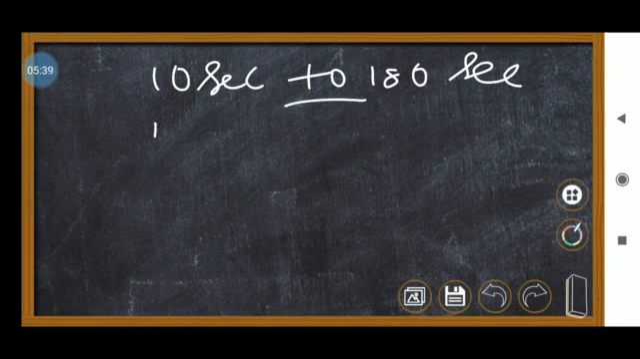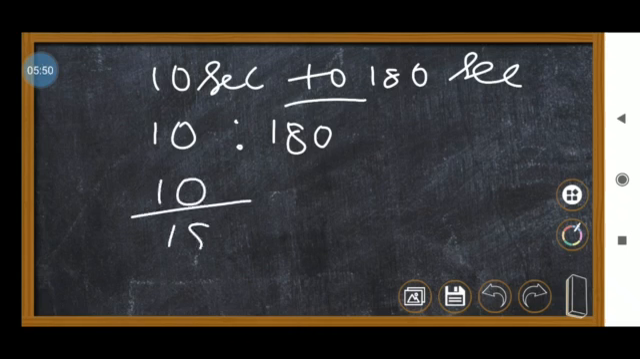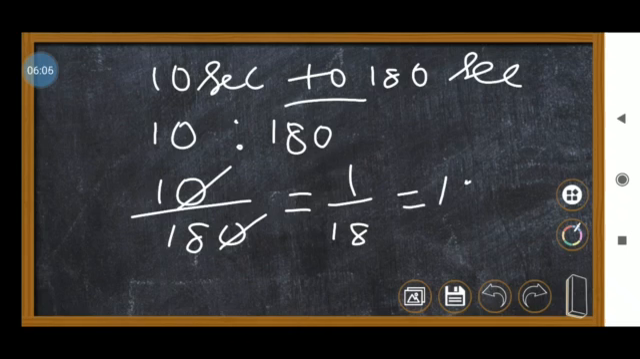So "to" means it is a ratio, no? So that means 10 is to 180. Now 10 is to 180 means 10 divided by 180 we can write. So this 0 will cancel. So see here, 1 divided by 18 will come. So 1 divided by 18 means 1 is to 18. Am I right, students? So 1 is to 18.